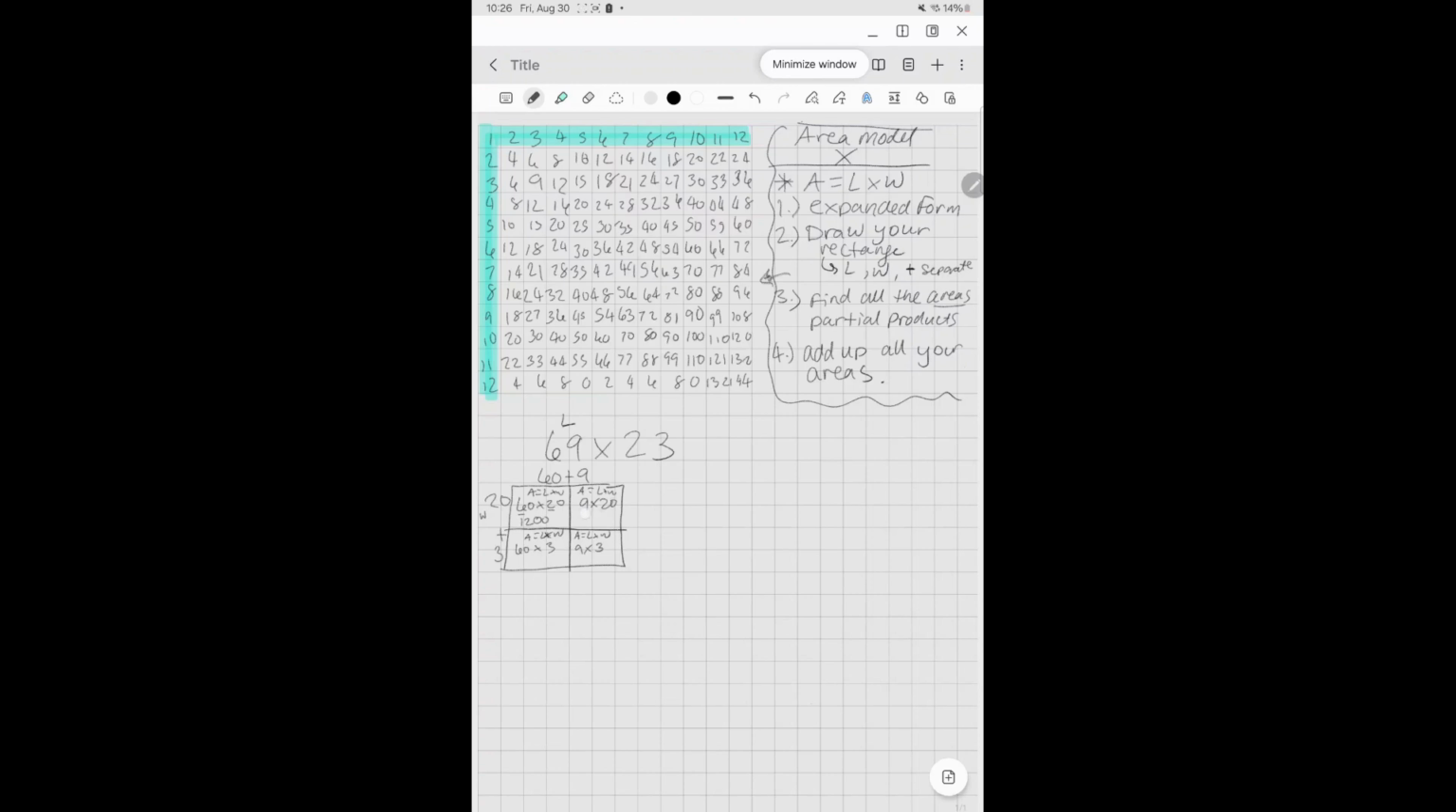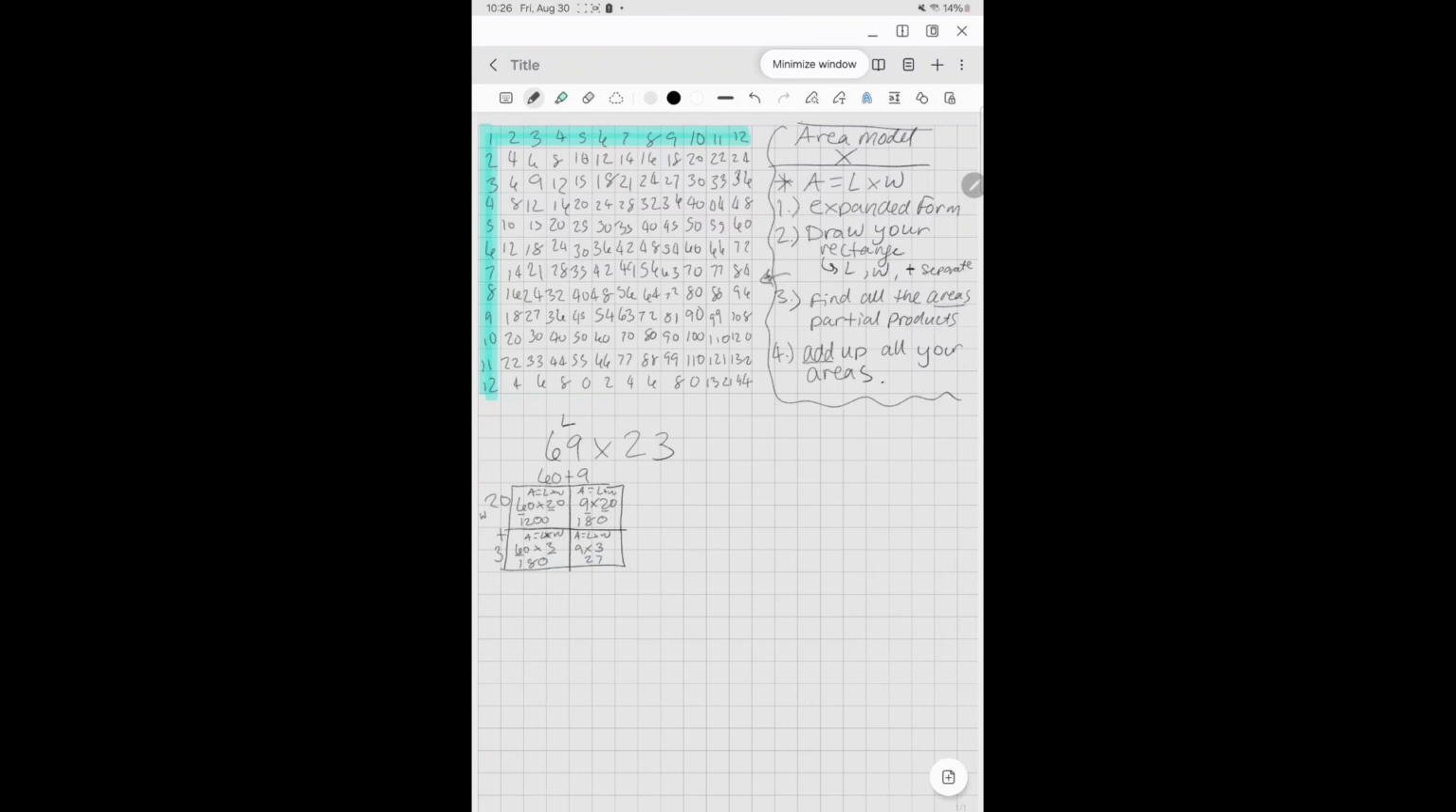Next, I have 9 times 2, which is actually 18, and I just stick that extra 0 on the end. Here, 6 times 3 is 18, and I stick that extra 0 at the end, and 9 times 3 is 27. And my last step is I add it all up.